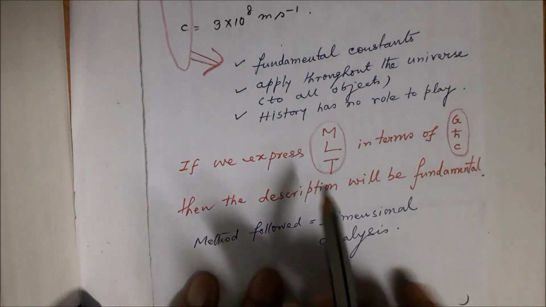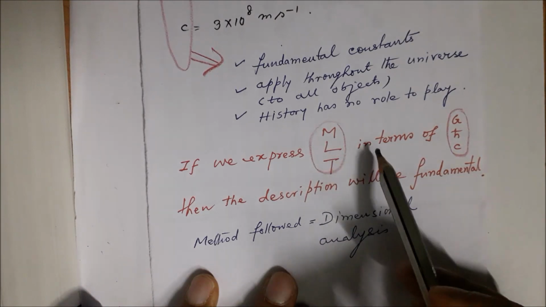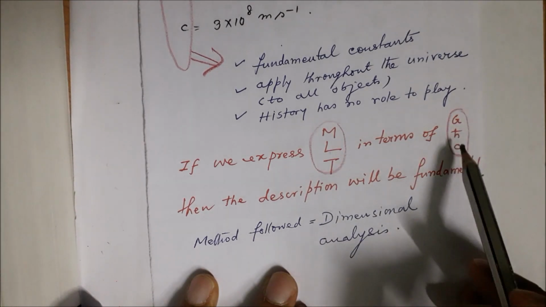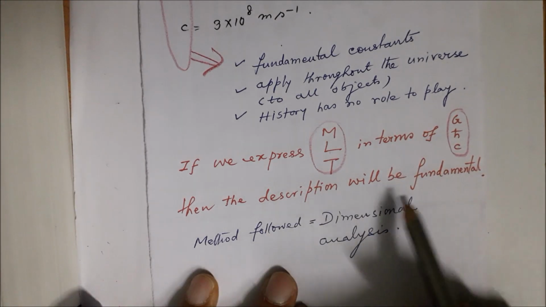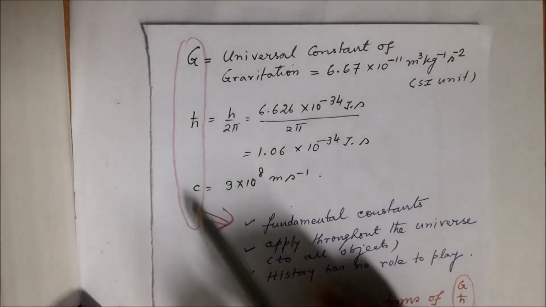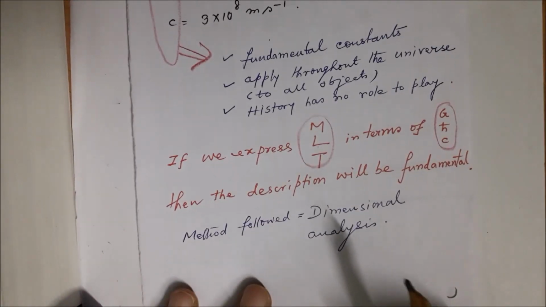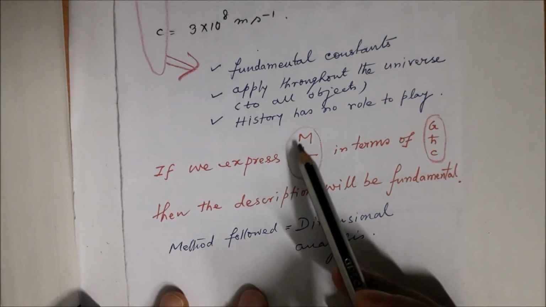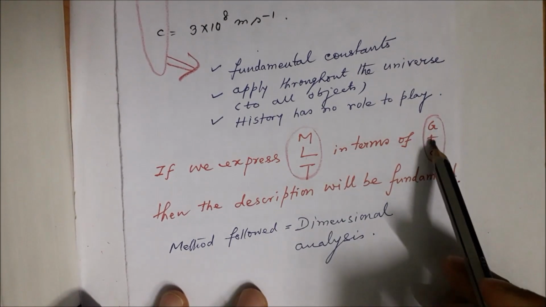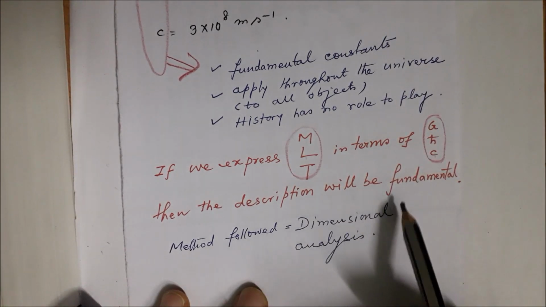Now if we express mass, length and time in terms of G, h cross and c, then obviously the description will be fundamental, because these constants are fundamental. Now let us try to express M, L, T in terms of G, h cross, c through a method which is known as dimensional analysis.